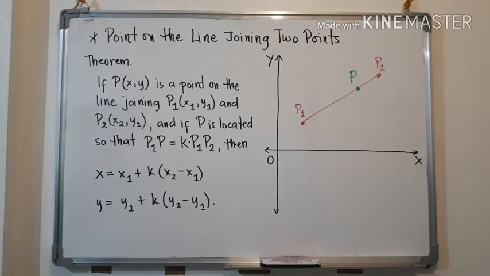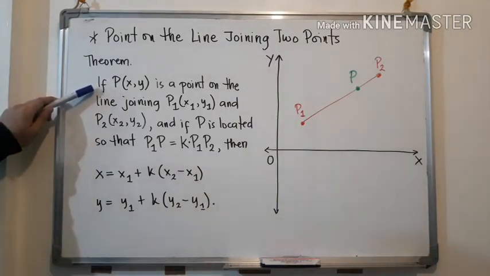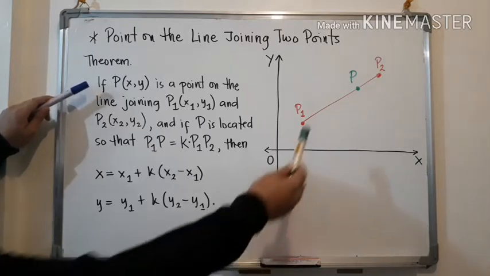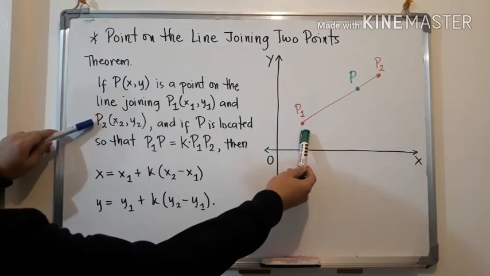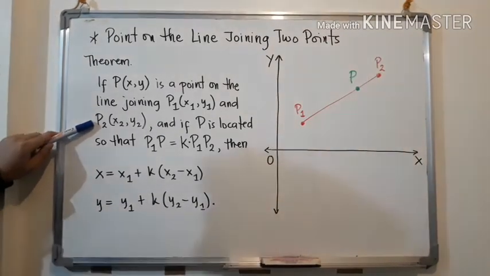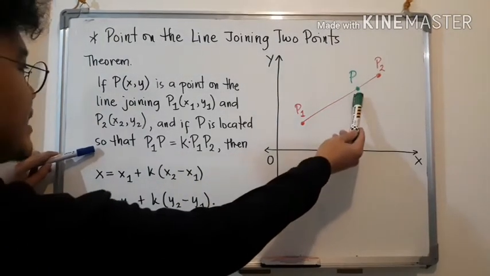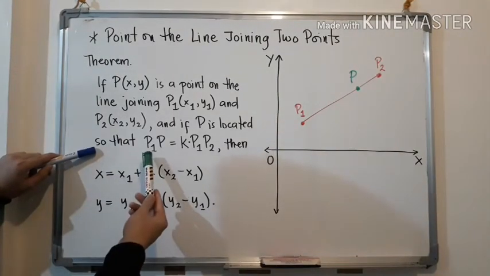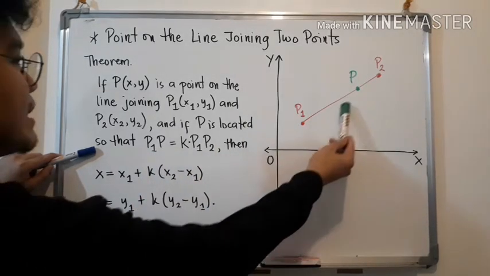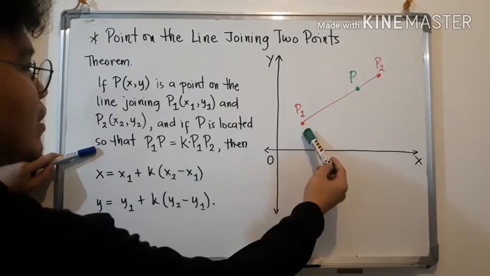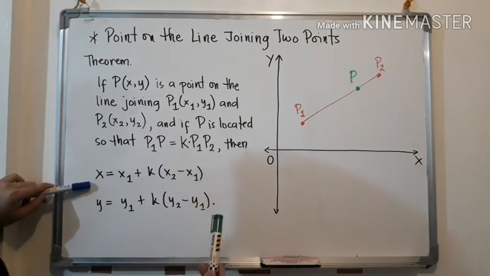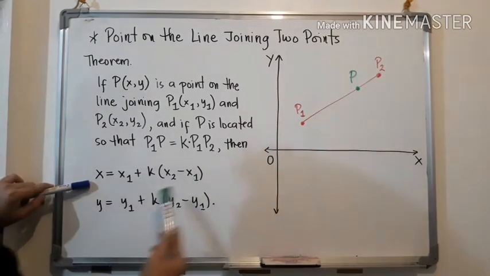Let us proceed to this topic, point on the line joining two points. So we have this theorem that says if point P with rectangular coordinates x, y is a point on the line joining point 1 with rectangular coordinates x sub 1 and y sub 1, and point 2 with rectangular coordinates x sub 2, y sub 2, and if P is located so that the distance from point 1 to P is equal to a fraction k of the distance from point 1 to point 2, then to find the coordinates of point P, we'll use this formula.